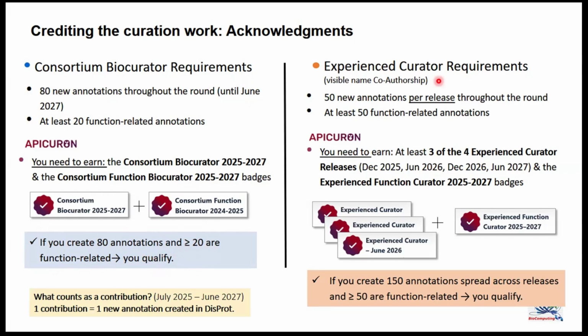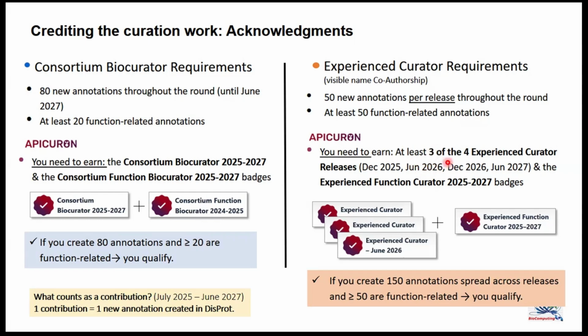On the other hand, for the experienced curator requirements, what we request is 50 new annotations per release. So this is not just among the whole annotation round, but per release, okay? And at least 50 function-related annotations throughout the 2-year frame. In APICURON, you'll be able to see this as earning at least 3, because we already passed one of the releases. Now, we have the June release, the December release from 2026, and then we'll have the June release from 2027. So that's just 3 releases until the deadline, okay?